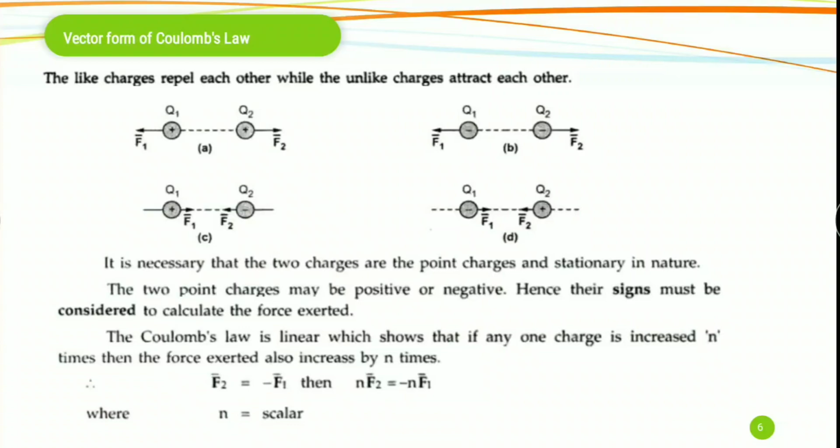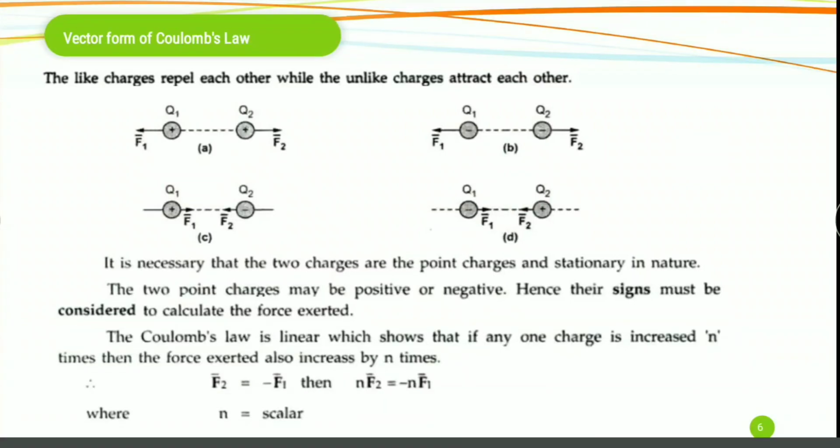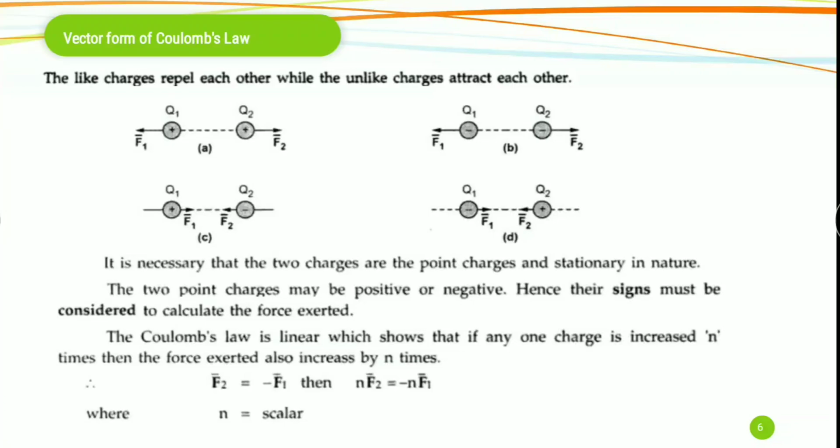When you observe the C and D diagrams, here the charges are unlike. That means there is a force of attraction. That force of attraction is towards the charges. So here F1 and F2 are directed towards each other. At the same time here also. That means if the charges are like charges, they repel each other, while unlike charges attract each other.